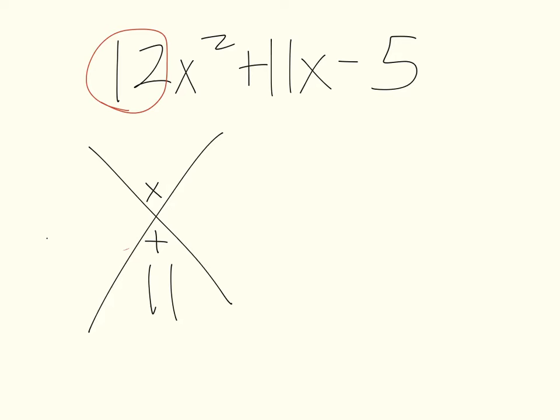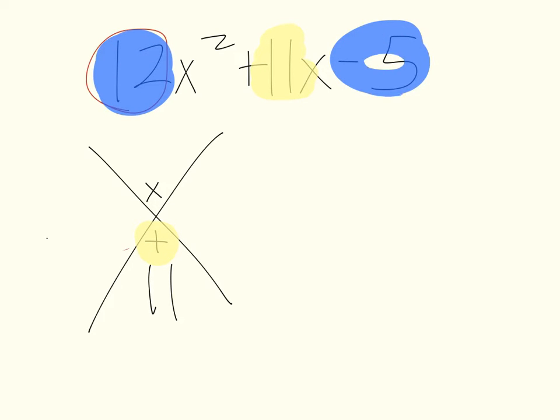And 11, our central term, I'm going to use the highlighter here. That 11 right there is going to be what we add. But for our multiplication, we're going to use the first coefficient and the last term. Those are going to be multiplied together. So what ends up being on top is actually negative 60, 12 times negative 5. And so I need to come up with something that multiplies to be negative 60 and adds to be 11. And that is going to be 15 and negative 4.